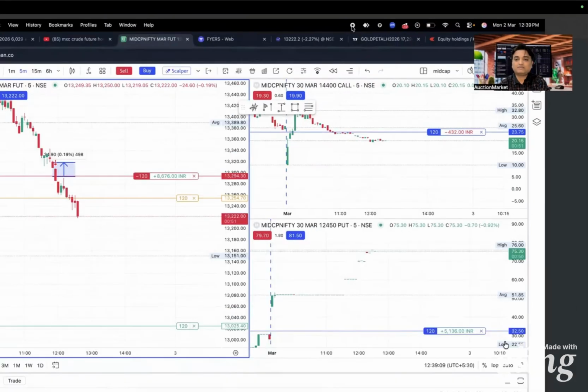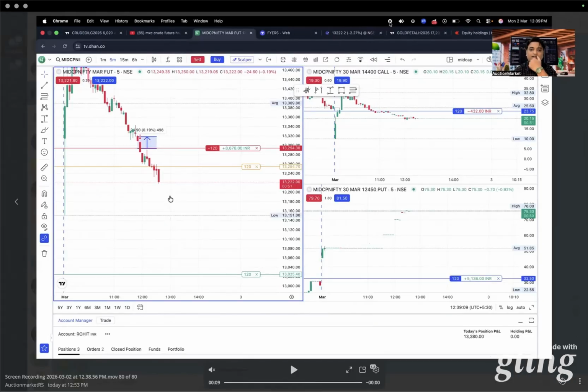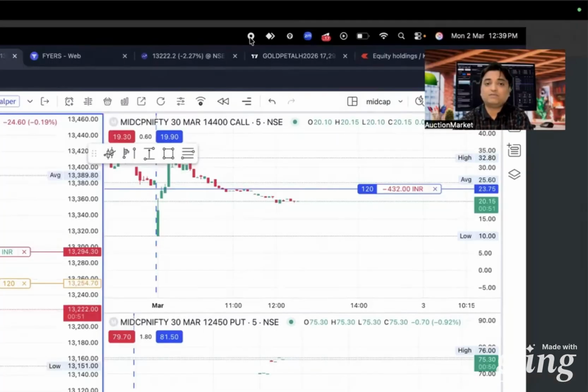You can look over here. This particular position is running here. So the total PNL is around 13,800. So why did I book profit at the bottom here only? I'll just show you the reason behind booking the profit.